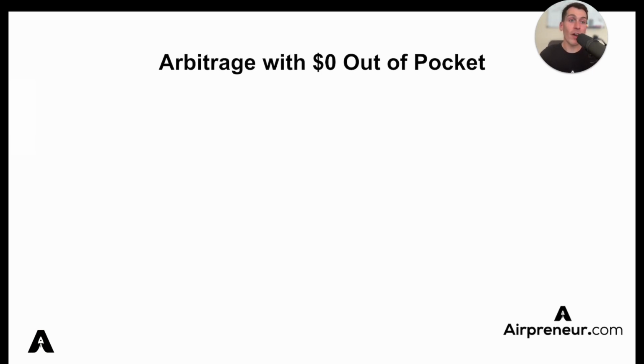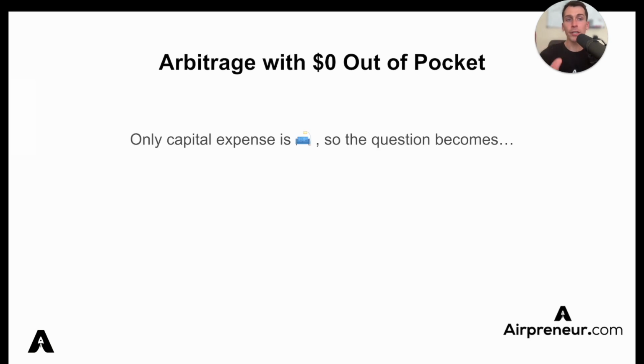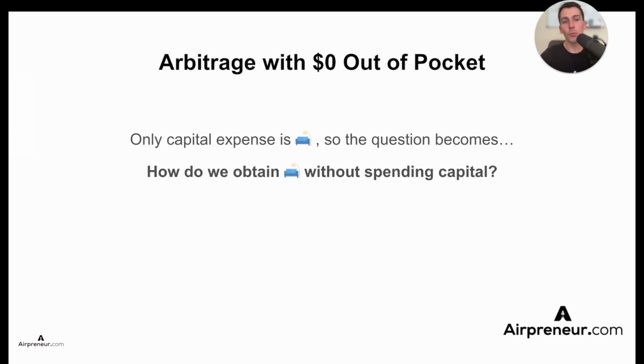Yes, it can be done, right? It can be done, and that is exactly how we obtained 10 units, and I didn't pull any capital out of my pocket. So here's how you have to think about it. Your only capital expense is furniture. So the question then becomes, how do you obtain furniture without spending capital? That is the problem you need to solve.